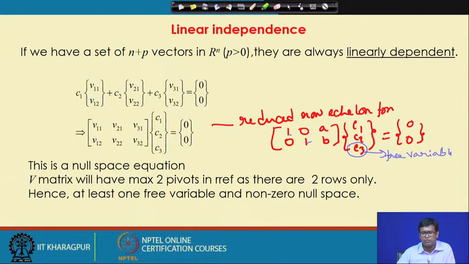Hence, at least one free variable will be there, and there will be a non-zero null space. So, linear independence and linear dependence are related with the null space also. If we combine all these vectors and write a matrix, and the null space of the matrix becomes 0, then the vectors are linearly independent.